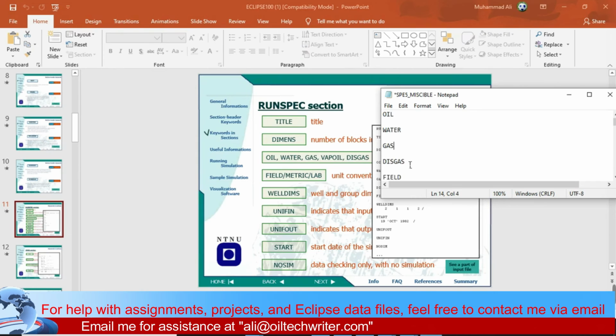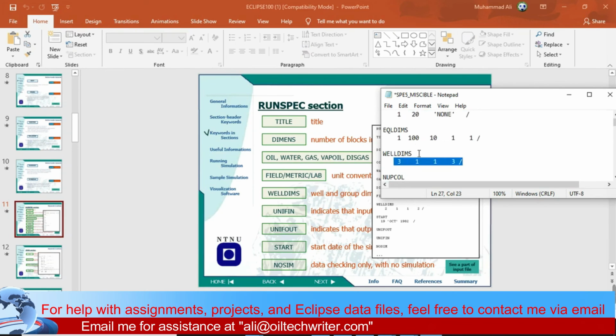Then after that, the keyword FIELD that you see here is actually the unit system you are using: field, metric, or lab. Usually field is the one used here. Then this is a special keyword used for miscible flooding, and we will not talk about it here, but we will talk about it when we solve the case studies.